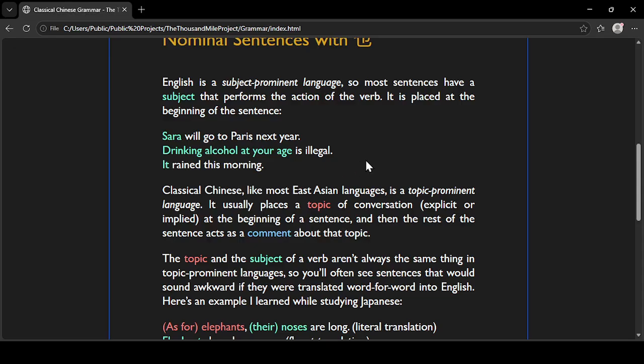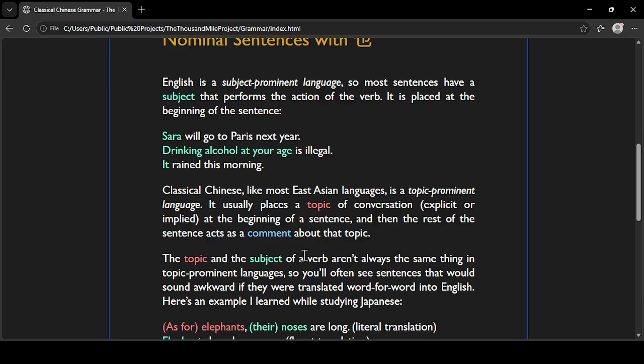Classical Chinese, like most East Asian languages, is a topic prominent language. It usually places a topic of conversation, explicit or implied, at the beginning of a sentence, and then the rest of the sentence acts as a comment about that topic. This part about how it's explicit or implied is important because in classical Chinese, a lot of times the topic will change from one sentence to the next or mid-sentence without it explicitly being written out. You sort of have to figure it out from context.